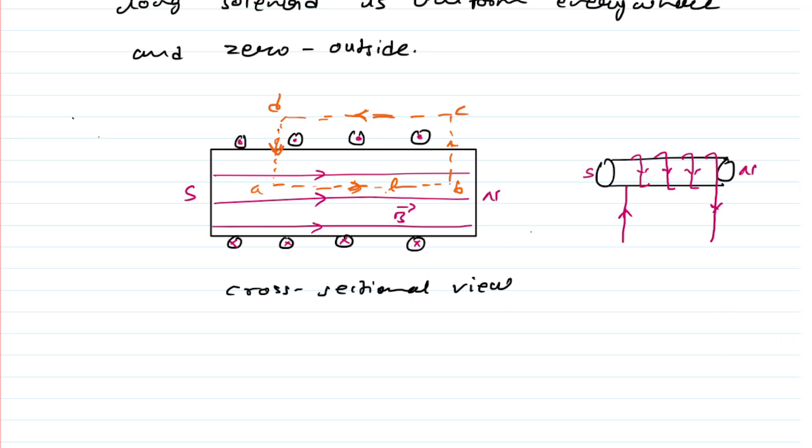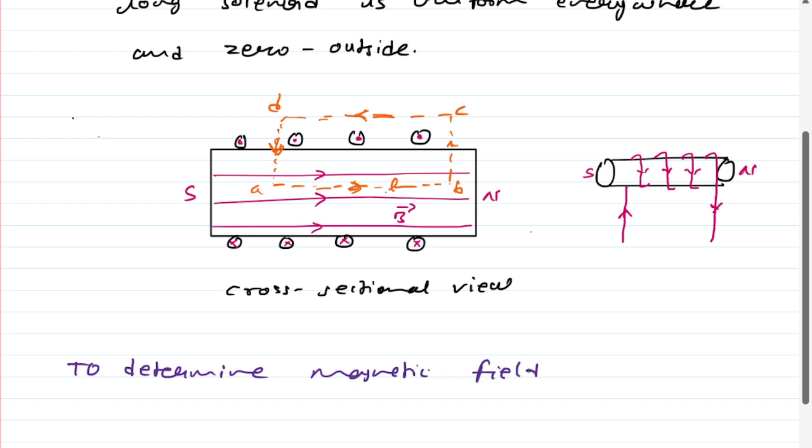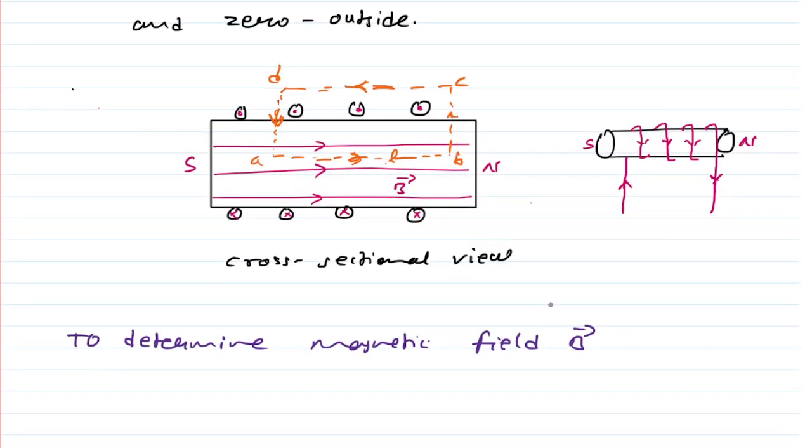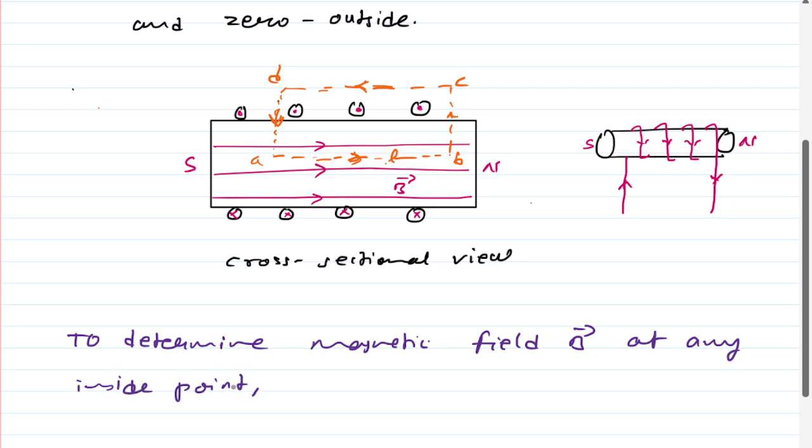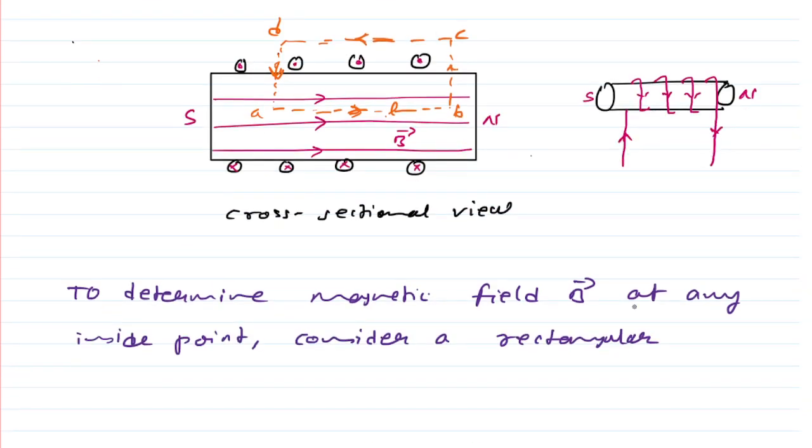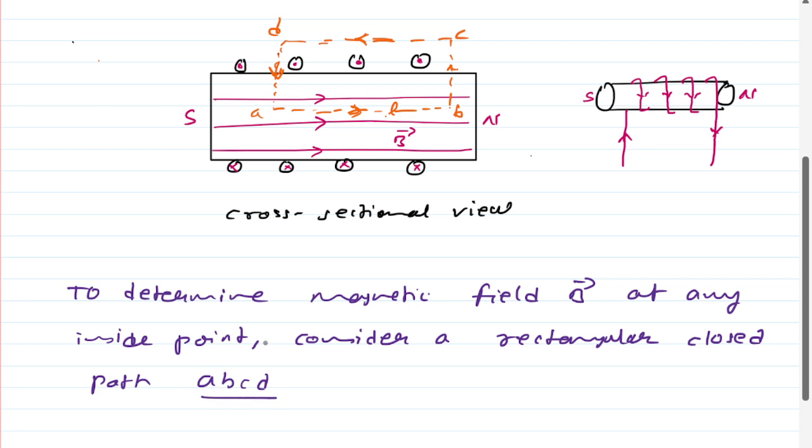So now let us write one point. To determine the magnetic field B at any inside point, consider a rectangular closed path ABCD as the Amperian loop.